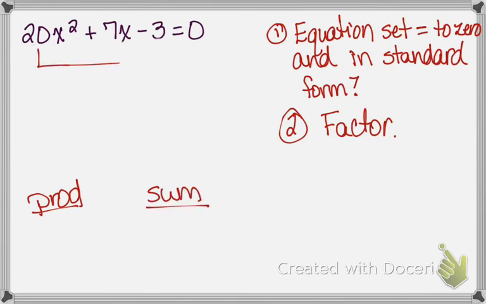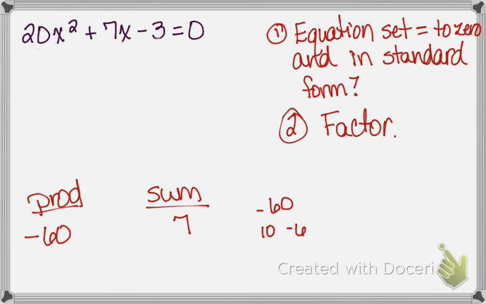My product is 20 times negative 3, so that is going to be negative 60. And my sum is 7. So I'm looking for two numbers. One is positive, one is negative. The one with the higher absolute value is positive because I have a positive sum. Now I probably need to write down some numbers that equal negative 60. So maybe positive 10 and negative 6.